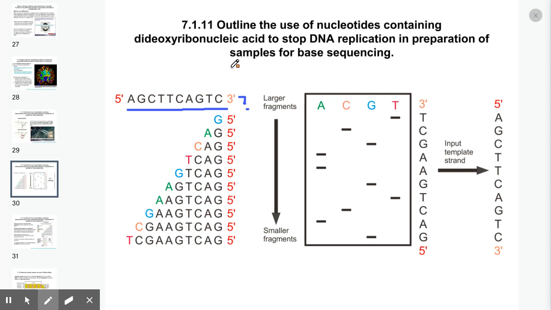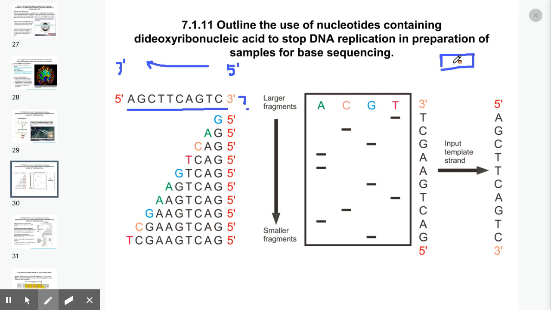We know that DNA is going to replicate in the 5' to 3' direction. So our first base will attach there, our second base will attach there, third, fourth, fifth, and that's how we will replicate our DNA. Now, we can use this dideoxyribonucleic acid to determine the sequence. So what they do to each one of them, depending on the base attached to it, they'll put a different colored marker on it.